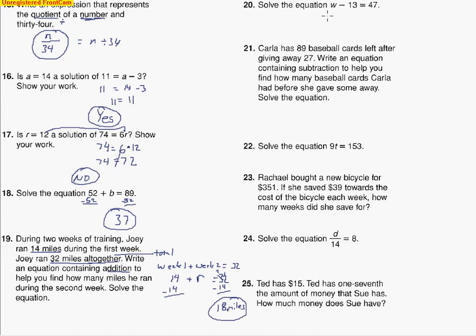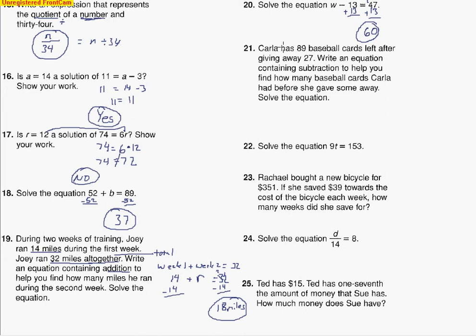Here we're just supposed to solve an equation, and notice how it's W minus 13. So in order to solve, we just do an opposite operation. So I'm going to go ahead and add 13 to both sides. And when I do that, I have to carry a 1, and that gives me 60. So 60 would be the value of W.